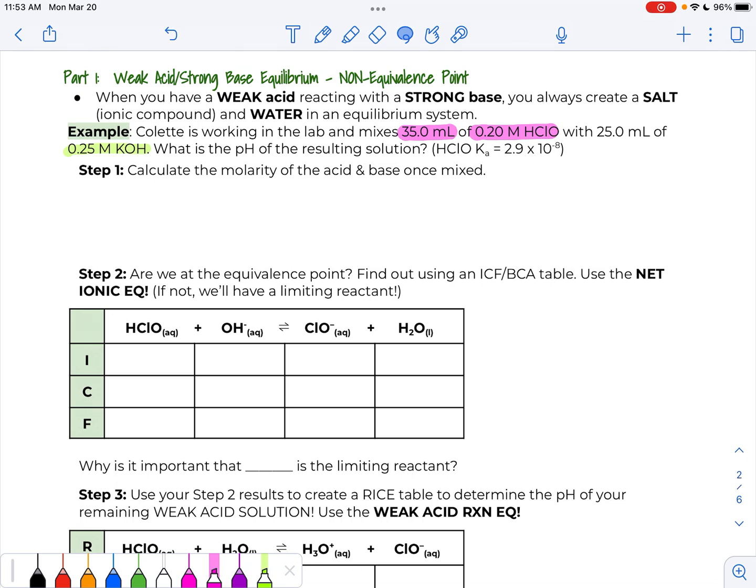molar HClO acid with 25 milliliters of 0.25 molar KOH. What's the pH of the resulting solution?